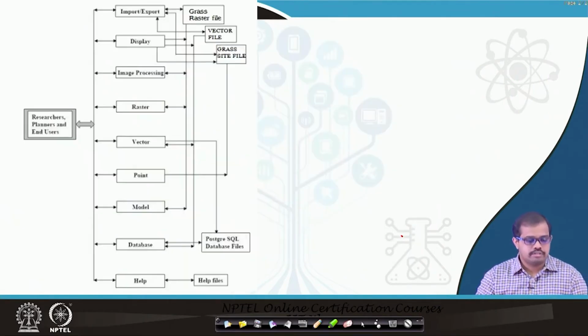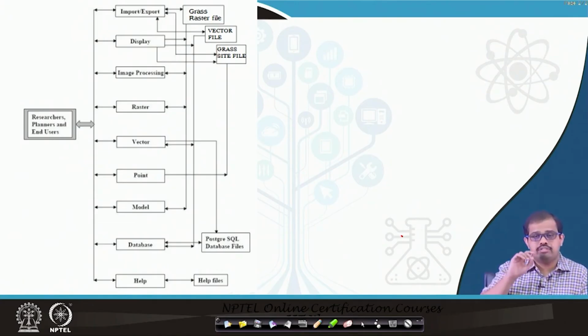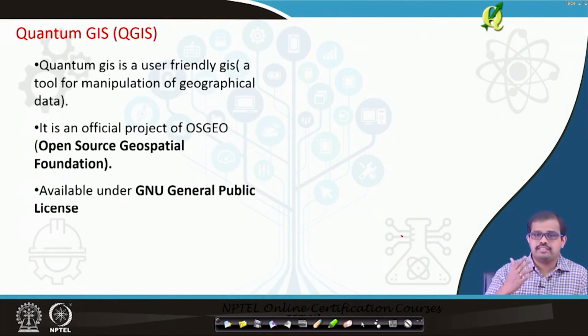Okay. Now as a researcher or a planner, you can look at import and export, display, and image processing, and as I said, it can also handle the database through PostgreSQL database files more effectively than most of the proprietary software available today. So this is just to tell you how GRASS is built. Whatever you have to work on, most of the things are available with GRASS. So the next thing is Quantum GIS.